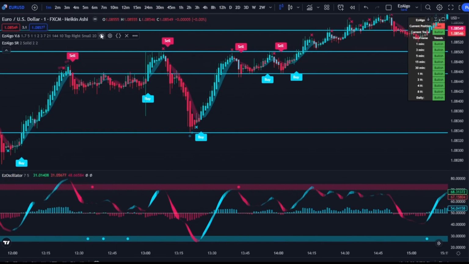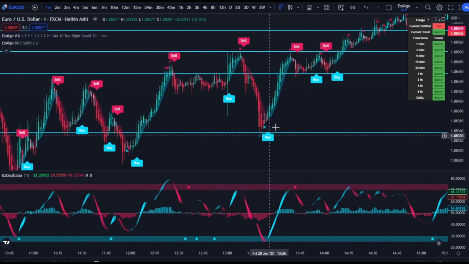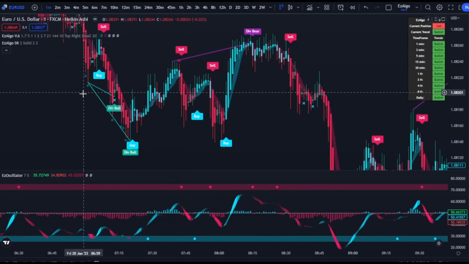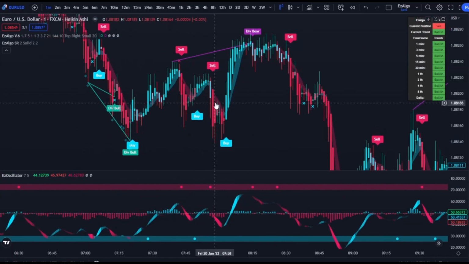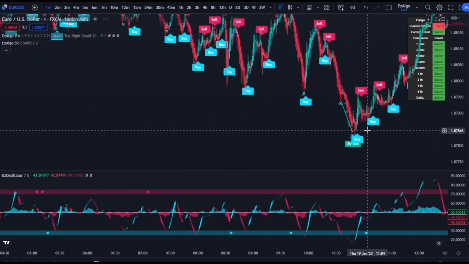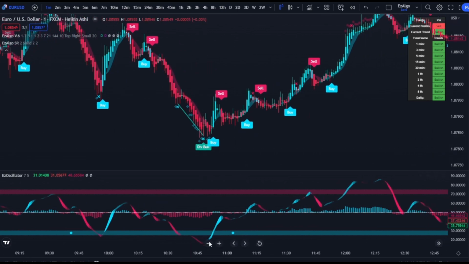Also, the settings I'm using on Easy Algo are the default settings. I'll turn on all signals as well for the divergent signals. If you want more extra confluence, you can use these real-time divergent signals here on Easy Algo V6, which we've just implemented. And you can see that they do a great job of calling the bottoms and tops when you have confluence with the Easy Oscillator.